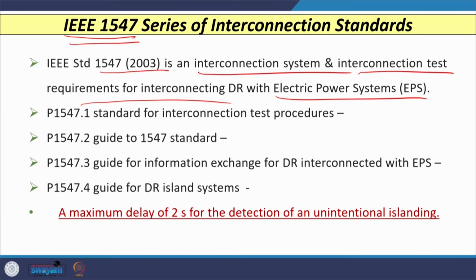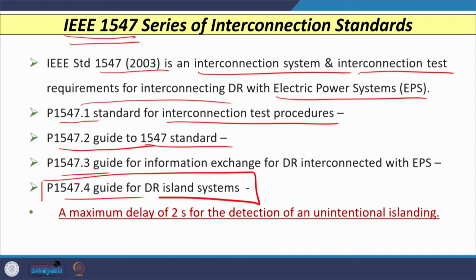In this standard, 1547.1 covers the interconnection test procedures. 1547.2 is a complete guide for this standard. 1547.3 is the guide for exchange of information between the utilities and the distributed resources or distributed generators, and 1547.4 is the guide for islanding conditions or systems. We will discuss more about this fourth one, 1547.4, which is meant for islanding situations.